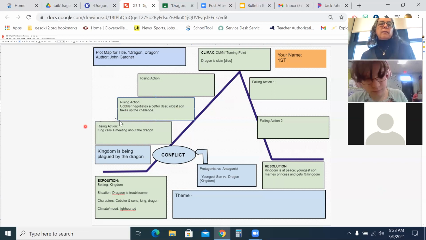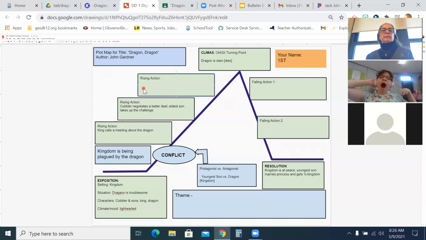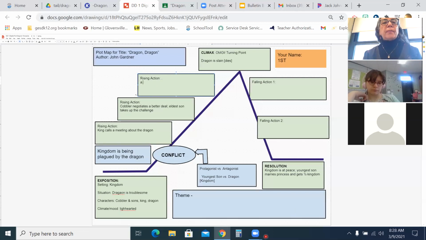And before the eldest son and the second son go off, what happens between the father and the son every time? Every time the father kept saying, recite this poem, dragon, dragon. Yeah. Okay, so we only have one box here, so we're gonna do A, B, and C in here because usually I have more boxes on mine, okay? So we're gonna do A. Father gives advice.